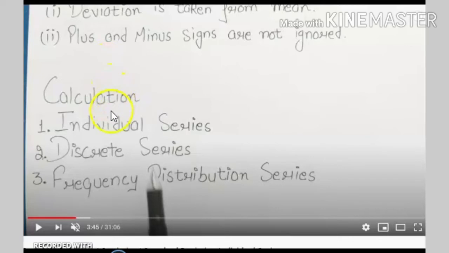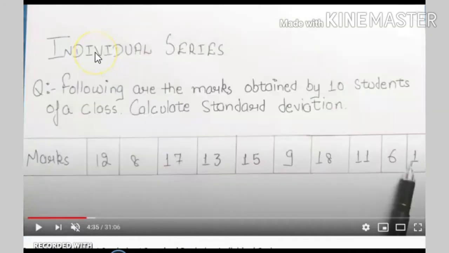As you know, for calculation we are going to see the three series, that is individual series, discrete series and continuous series, also known as frequency distribution series. First we will look into the individual series. The question is: following are the marks obtained by 10 students of a class. Calculate the standard deviation. So marks are given, and you have to find the standard deviation.